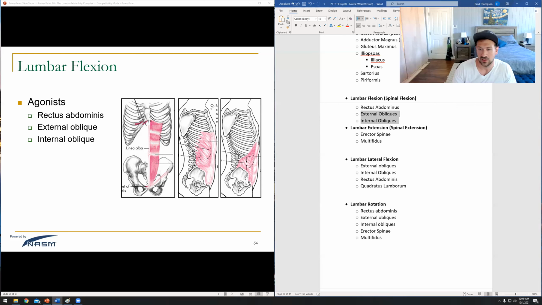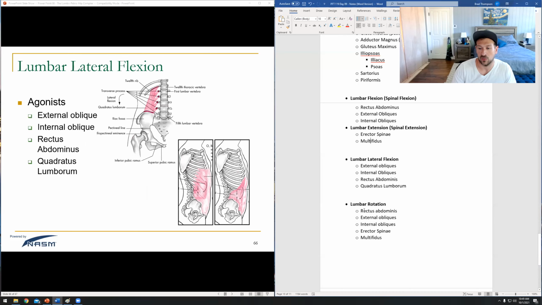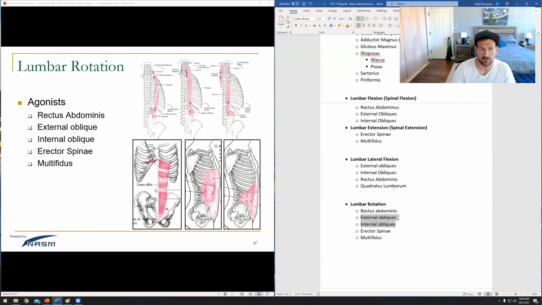But yeah. And then on the back side, we got the lumbar extensors. That's the erector spinae and multifidus. And then your rotational movements. Like I said, the rectus abdominis will also do a little bit of rotation, but it's the oblique muscles, they're the big lifters there.